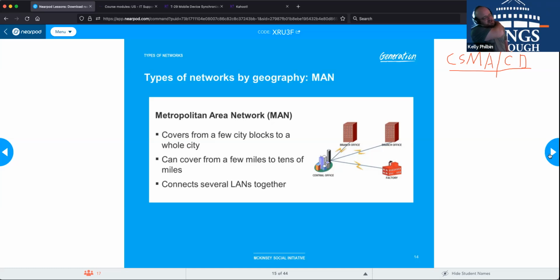So it covers a few city blocks. They actually have something called a CAN, which is a campus area network, but they don't dive into that until Network Plus. There is something which is strictly for a university campus or something like that. But if you see campus or a few city blocks with regards to A+, it is a MAN, a metropolitan area network. So, size of a city.